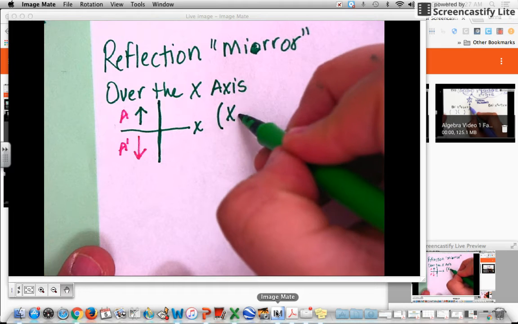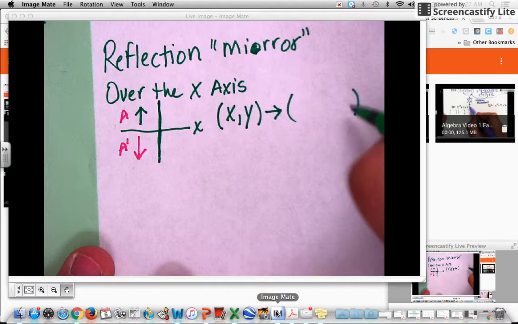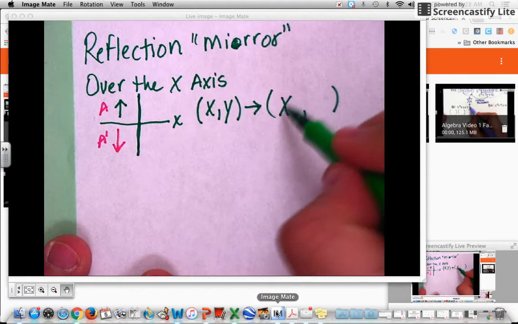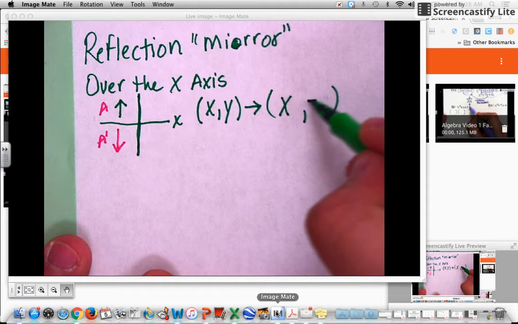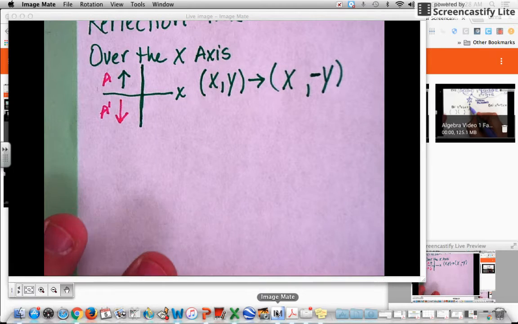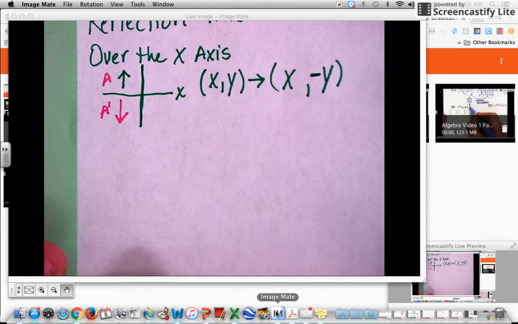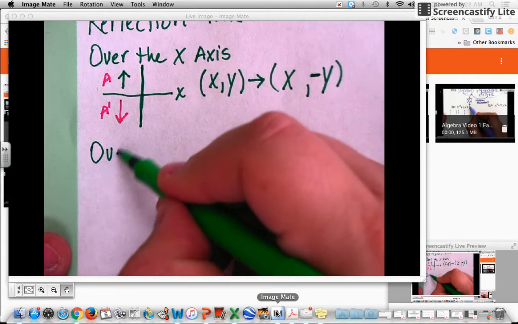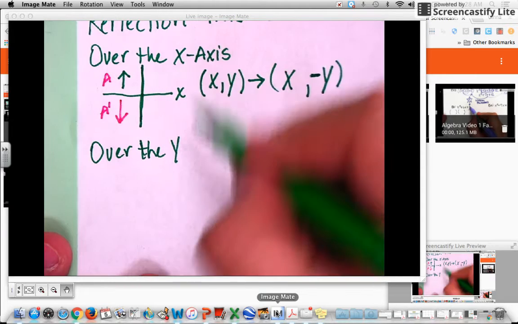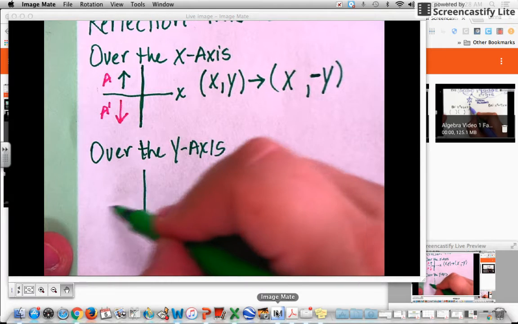So the rule is (x, y), the original point, is going to change, but whatever they tell you, if they want it over the x, you leave the x alone, and you change the opposite one. So that means you're going to do the opposite to the y. The negative means opposite. That means you're going to multiply by a -1, which changes everything to the opposite. Basically, change the sign. Now, if you're going to reflect over the y-axis, then it's going to look like this.